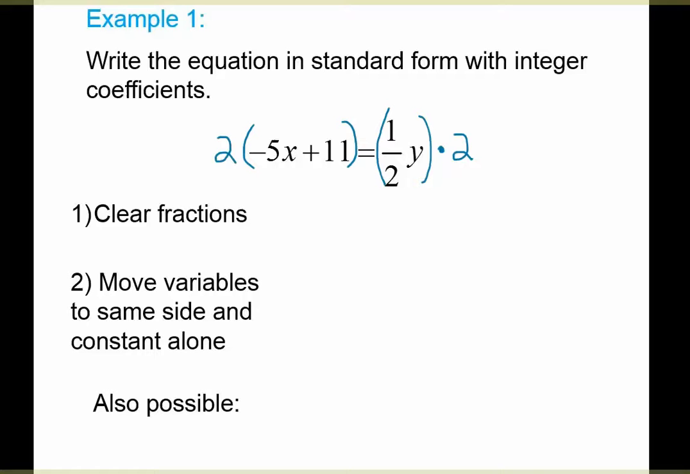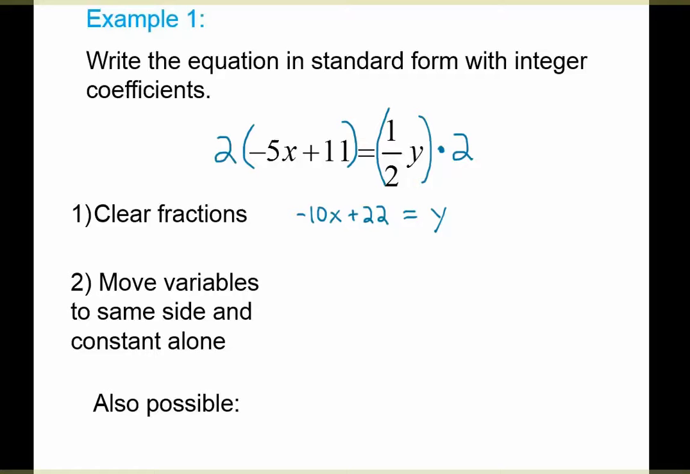After I've multiplied both sides by 2, on the left, I'm going to have something like negative 10x plus 22. Remember, that's distributive property. And then 1/2 times 2 is the same as 1/2 times 2 over 1. That's 2 over 2, it's 1. So 1y. And no one really writes 1y, we'll just write y like that. Okay, so we've cleared fractions.